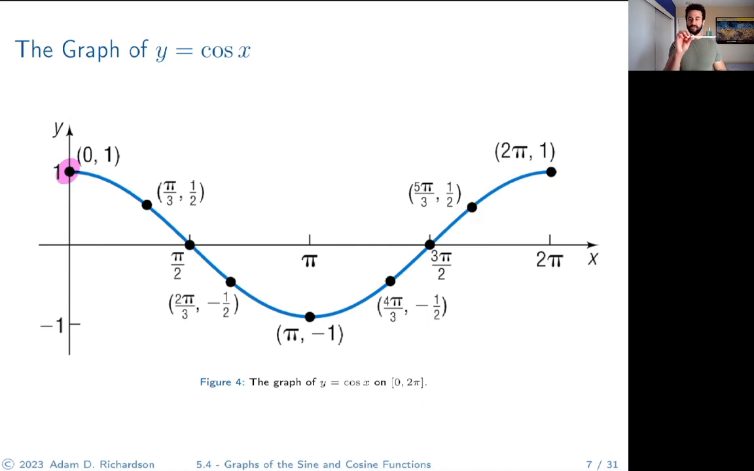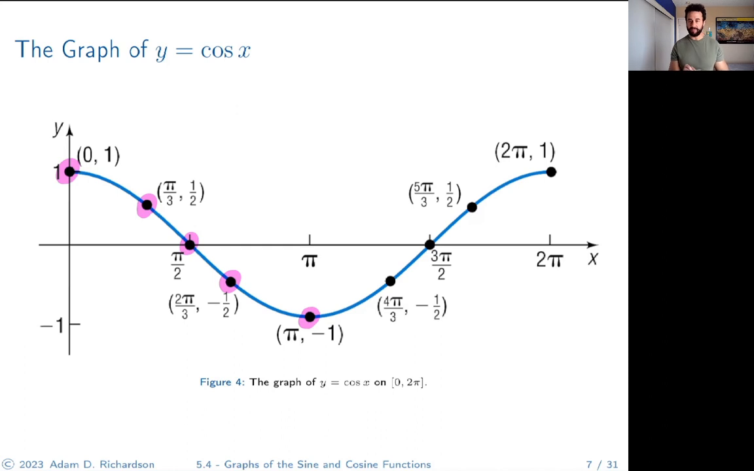So here we are on the unit circle. As the angle goes to pi over 2, the horizontal displacement starts to decrease. It starts to go down. So at pi over 3, we get 1/2. And then at pi over 2, when we're pointed straight up, the horizontal displacement is 0. Now as we continue around the unit circle, the horizontal displacement is going to be negative because you're to the left of the origin. So that's why we get the point 2 pi over 3, negative 1/2.